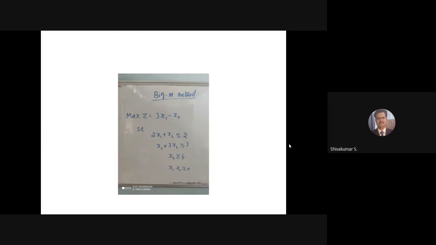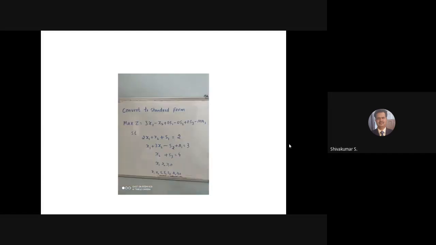This problem has the combination of less than and greater than sign. Now you are converting this into standard form. You just write maximum z is equal to 3x1 minus x2 only. Don't write anything on the right side. Subjected to, you are converting the inequalities into equal sign now.